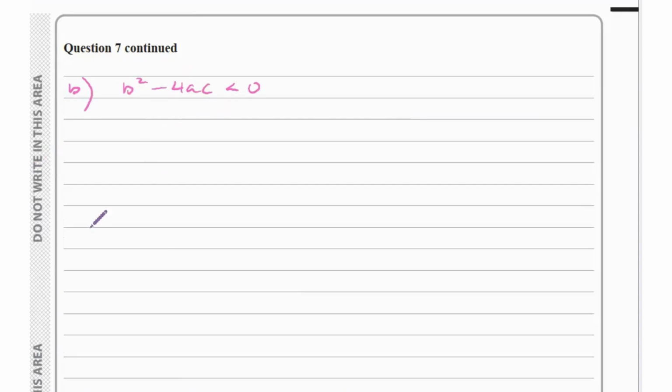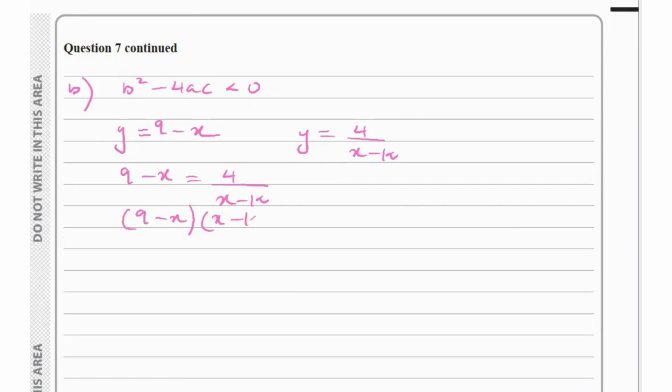So first let's create an equation. We have y equals 9 minus x, and we have y equals 4 over x minus k. We put both of them equal to each other and cross multiply. So that's going to be 9x minus 9k minus x squared plus x times k. Bring 4 to the other side.